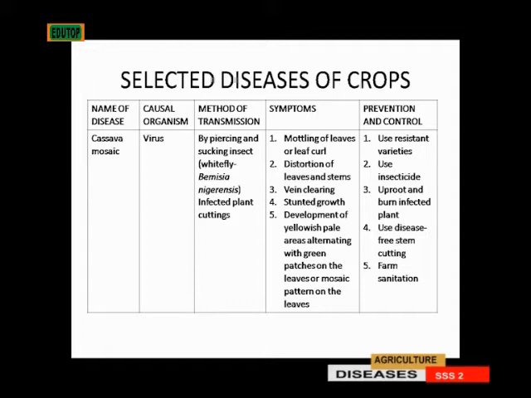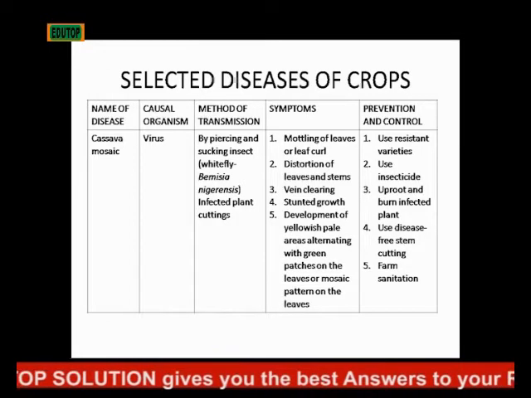How do you prevent or control the cassava mosaic disease? You use resistant varieties, plant resistant varieties. Then you use insecticide on the plant that is affected already. You can uproot and burn infected plants. Then you use disease-free stem cuttings. You know, in cultivating cassava, you use stem cuttings, so make sure you use disease-free stem cuttings. Then make sure you practice farm sanitation, that everywhere is neat in your farm.